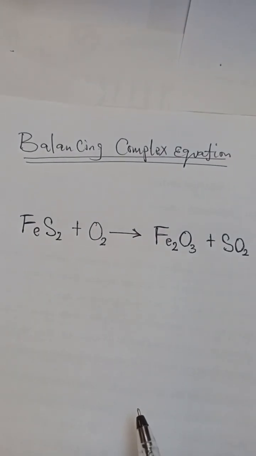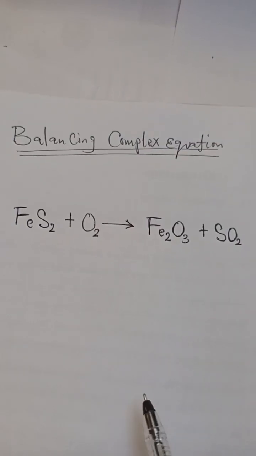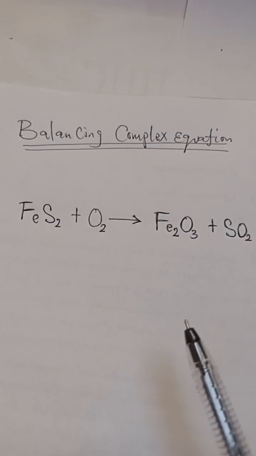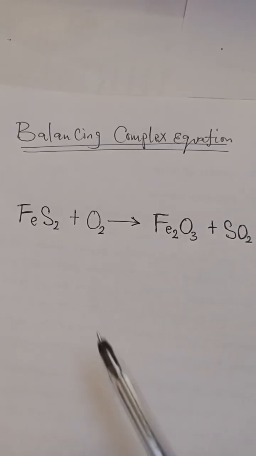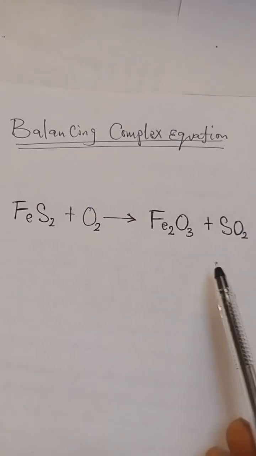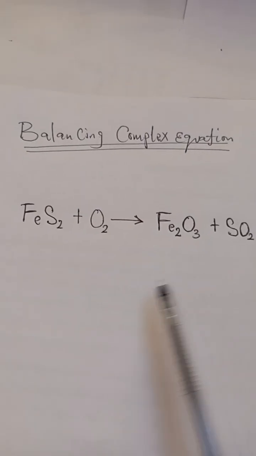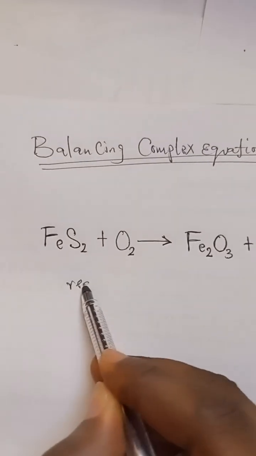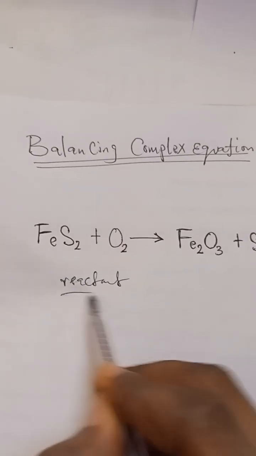So in this video, I'll be teaching you how to balance a complex equation like this problem we have here. Alright, and don't forget that the concept of balancing a chemical equation is to make the number of atoms in the reactant side equal to the number of atoms in the product side. So let's check.